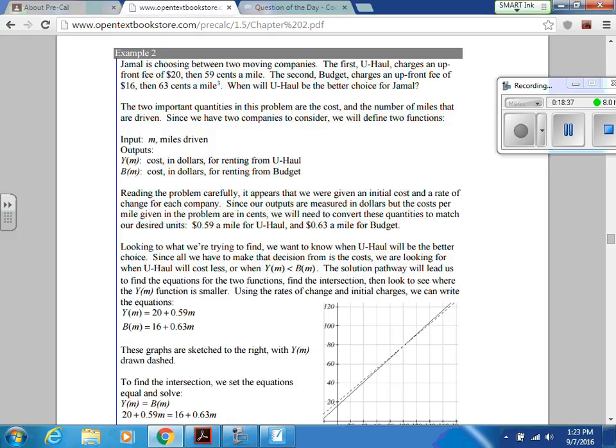Okay. So the first thing you have to do is figure out what the two formulas are, right? So what's U-Haul going to cost? That's what I need to write? No. Alright. 0.59? Okay. With an M, okay. How about budget?